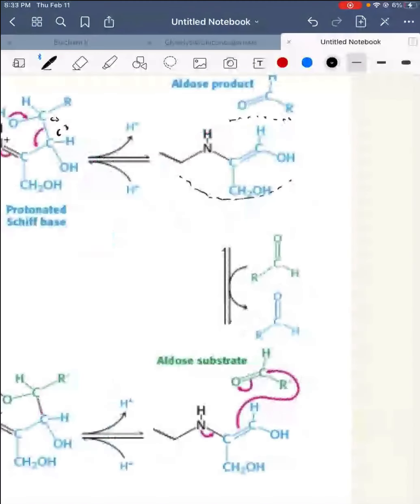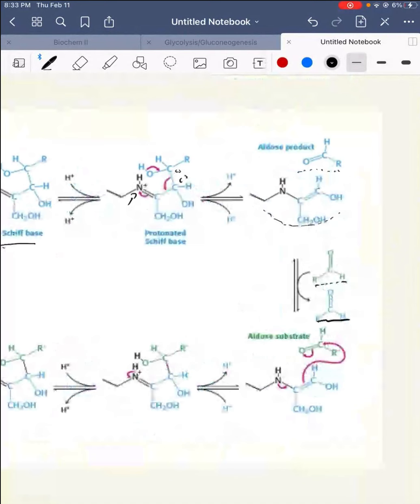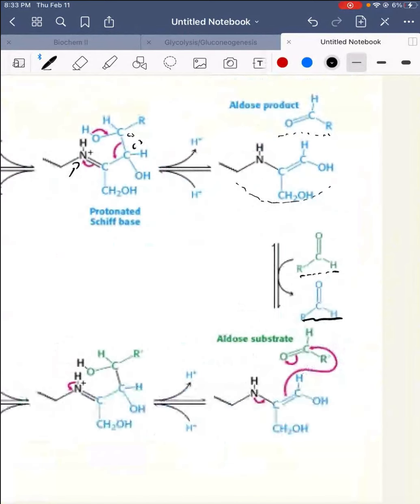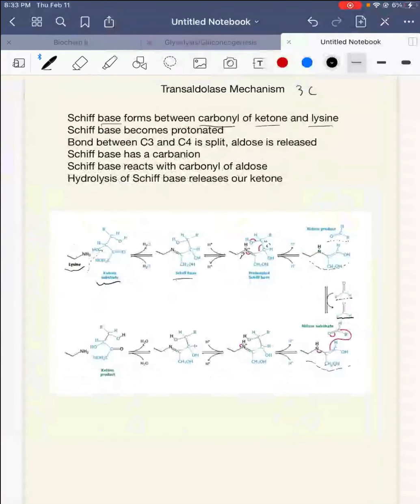So, like I said, one of the aldoses becomes our product, and the other aldose is from a different Schiff base that released an aldose. So this extra aldose substrate reacts with our Schiff base intermediate, and then we end up using water in a hydrolysis reaction and release our ketose substrate, and then the lysine residue is released again.